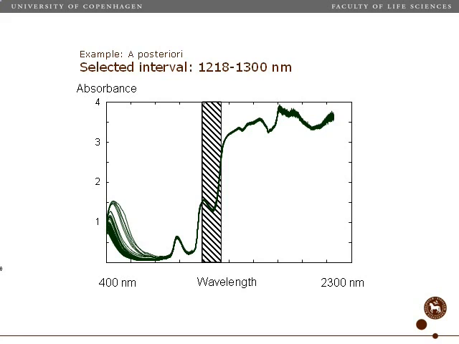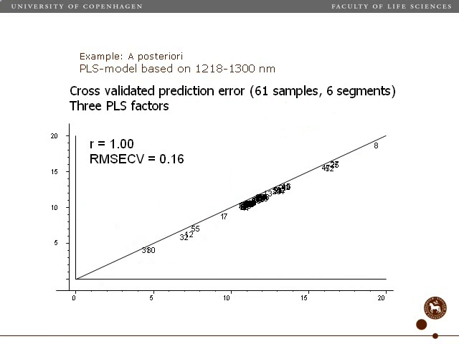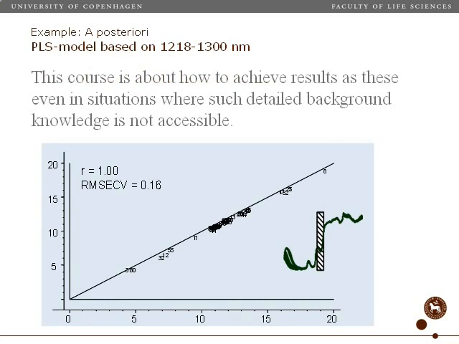So if we only use this middle area here and build a PLS model on that, well, then you see that we get much better predictions. Even though we had a good model beforehand, the average error is now only a quarter of what it was before. So this is actually a huge improvement based on selecting a small subset of the original variables.